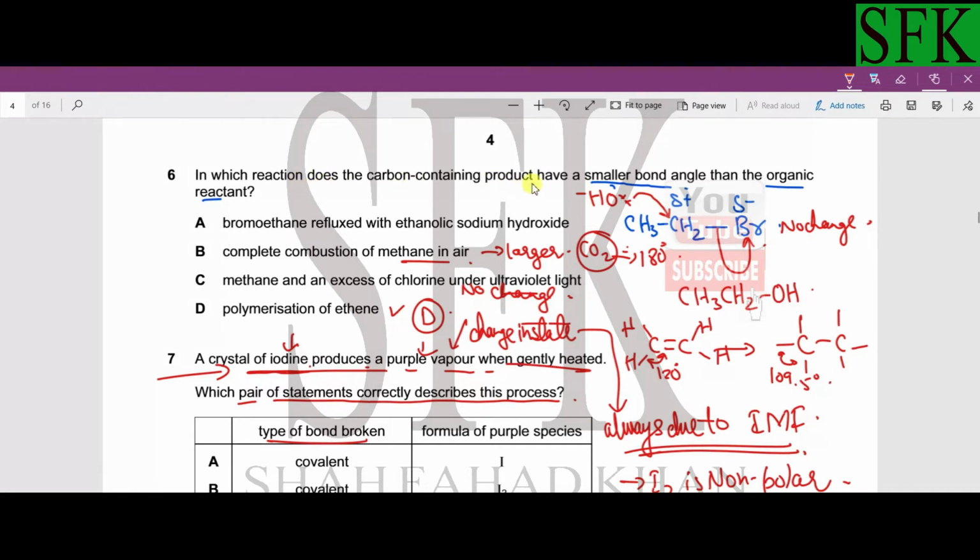In which reaction does the carbon-containing product have a smaller bond angle than the organic reactant? Okay, first one, it says that bromoethane reflux with ethanolic sodium hydroxide. Okay, this is the bromoethane molecule.